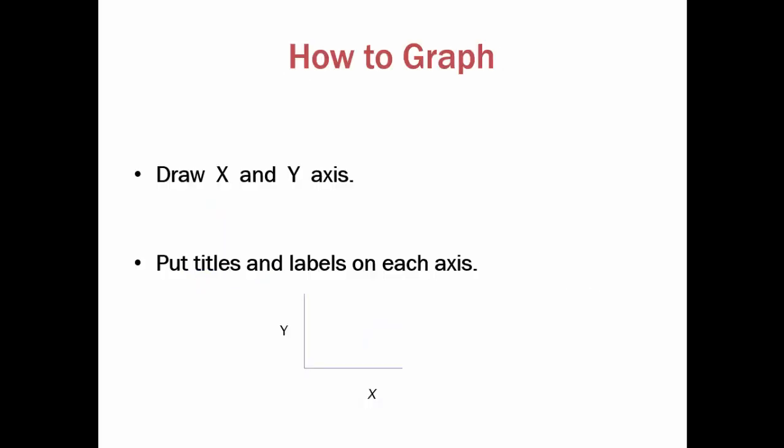How to graph. The first thing you do on your graphing paper is to draw an X and Y axis. X is at the bottom of your page, Y is on the left side. Then you put titles and labels on each axis.